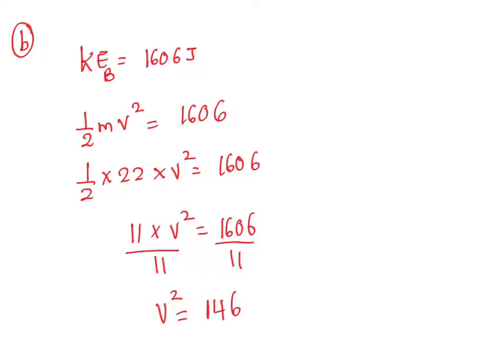Now, sometimes students can make this mistake of leaving the answer here. It is v squared, it's not the speed, it is the square of the speed. We want to find the speed, so we have to take the square root. That comes out as 12.1 meters per second.